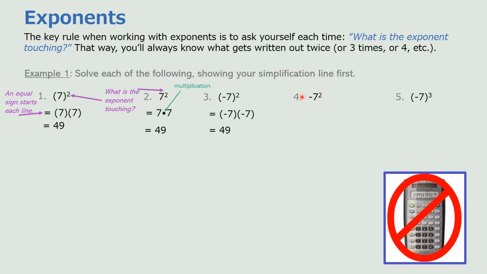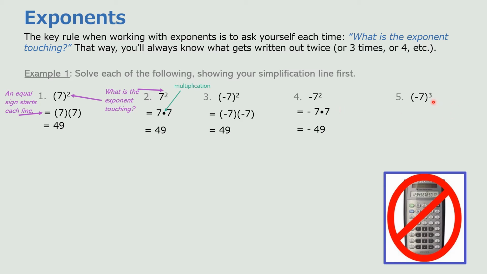This is the one where students, even in grade 12, mess this up. What is the exponent touching? It's touching the 7. It's not touching the negative like over here. This included the negative. We had to write the negative out twice here. But this exponent, this is saying negative 7 squared. So what I really need to write is negative 7 times 7. Only the 7 gets squared because the 2 is just touching the 7. If the negative was meant to be included, it would look like this. So what's negative 7 times positive 7? This one's negative 49.